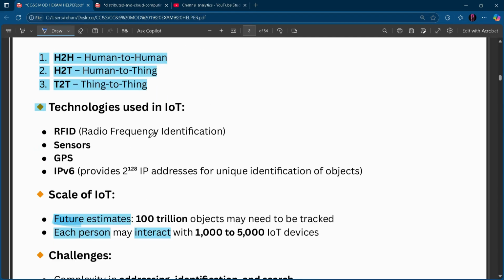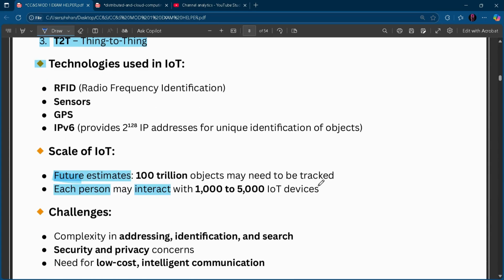Technology used in IoT: radio frequency identification, and sensors for collecting data by connecting to actuators in physical objects. GPS, the global positioning system, from satellites. IPv6, which we studied, remember you have IPv4 and IPv6, provides 2 to the power of 128 IP addresses for unique identification of assets. I would just say IP address for unique identification of objects, or else object identification.